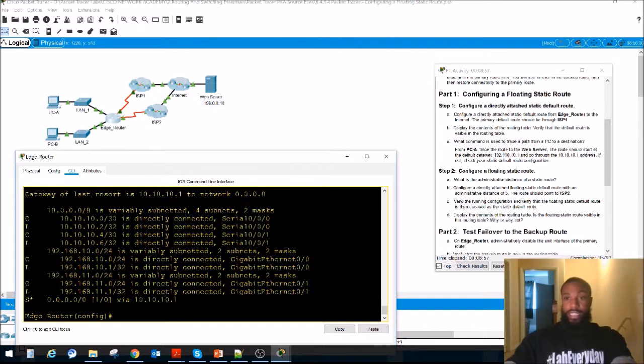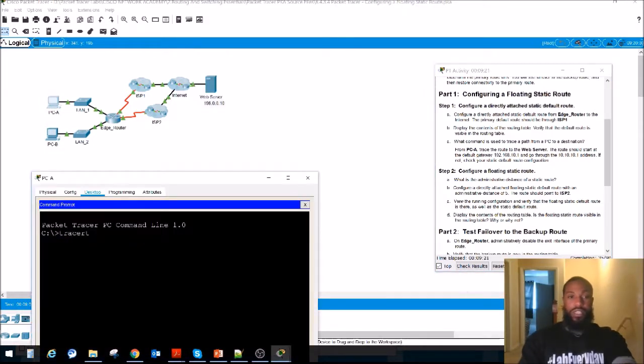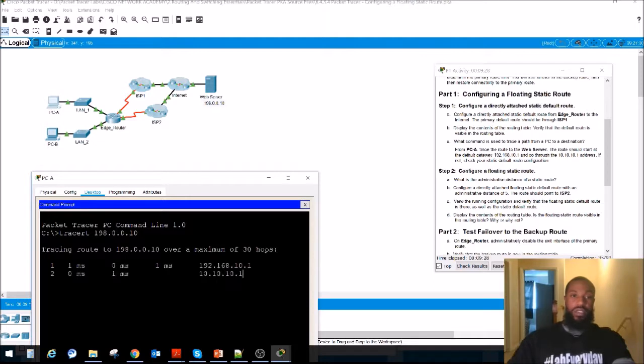Right? Next thing they want us to do is, so we displayed the routing table, verify that it's in the routing table. What command is used to trace a path from the PC to a destination? You know what that is? Traceroute. Let's trace a route from PC A to the web server, right? PC A, tracert. Web server is 198.0.0.10.